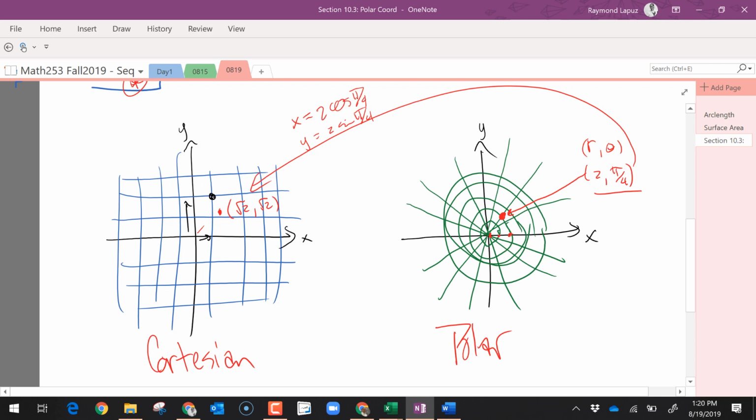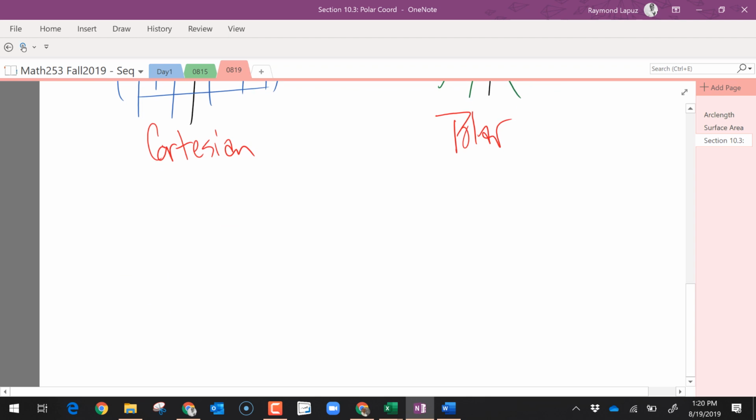All right. Now let's look at functions in polar coordinates and see how they're drawn. Let's take a look at a simple function like a constant.